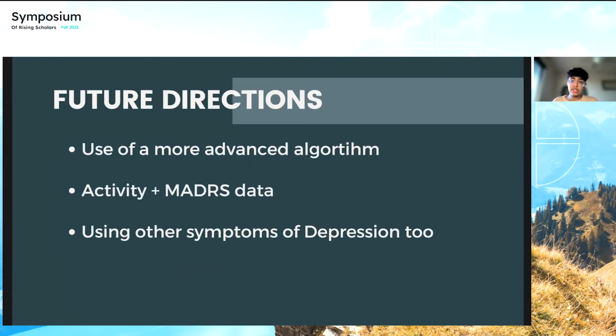But this is not a perfect model in any way, and there are still some future directions for this sort of research. Of course, using a more advanced algorithm, maybe one that's found in the future, would help to achieve a more definite diagnosis. Secondly, in the future, we could use both activity and MADRS survey data to see the extent of how someone's depression has gotten worse. Lastly, combining other known symptoms of depression, such as weight, BMI change, hours slept, and others in one model will help improve the overall diagnosis.